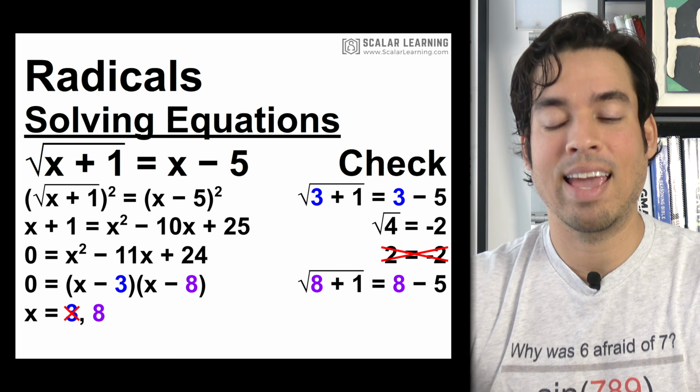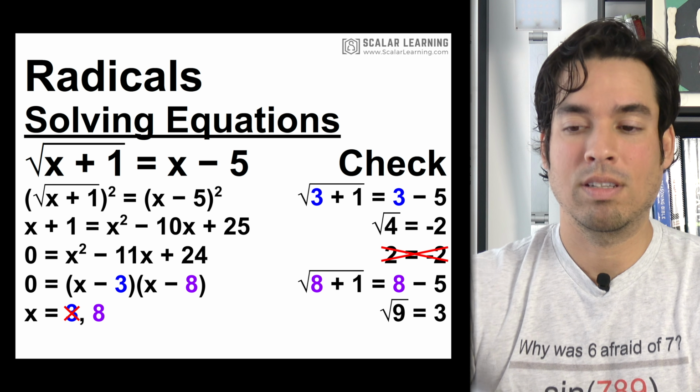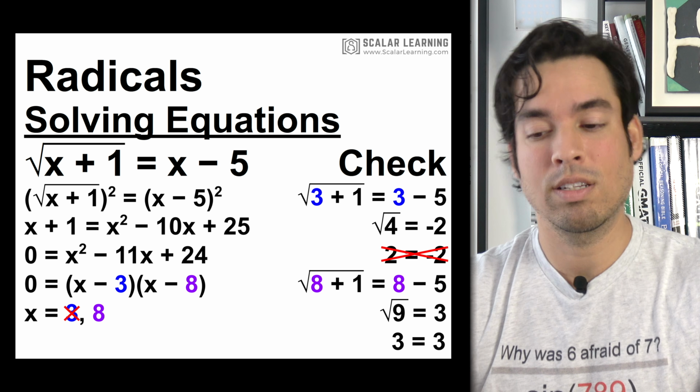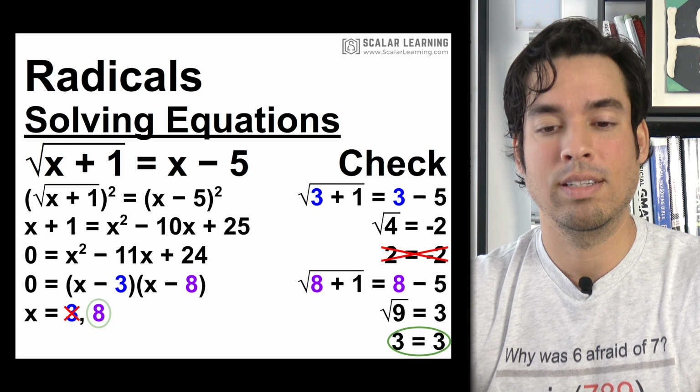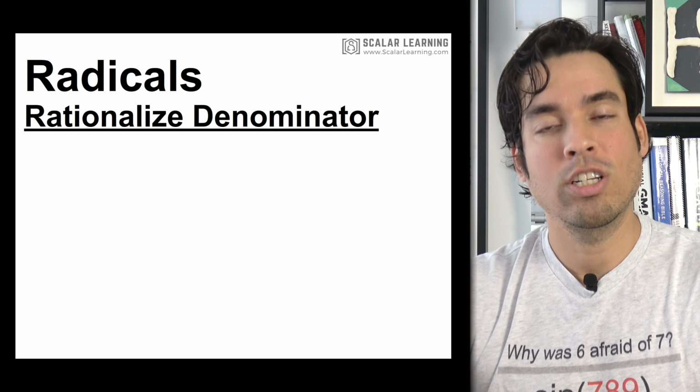So now I'm plugging in the 8. I get 8 plus 1 on the left side, 8 minus 5 on the right. That becomes the square root of 9 equals 3, and guess what? The square root of 9 is positive 3 in this case. That solution is valid. Something else we might come across with radicals is rationalizing denominators.